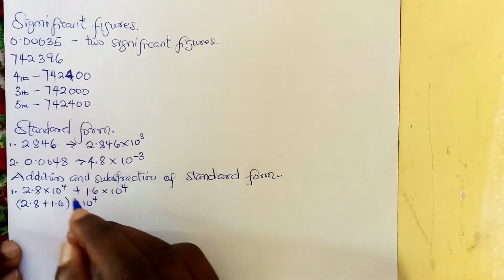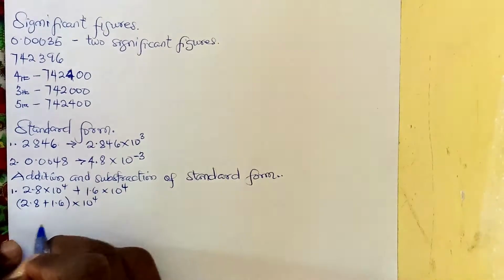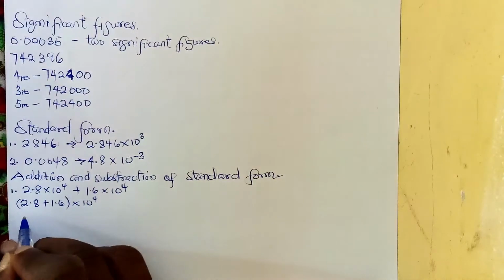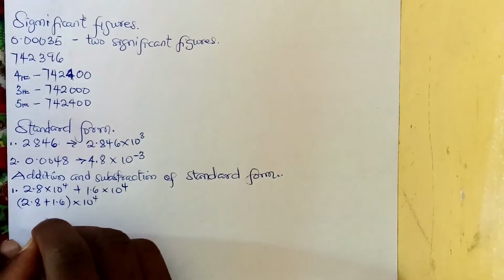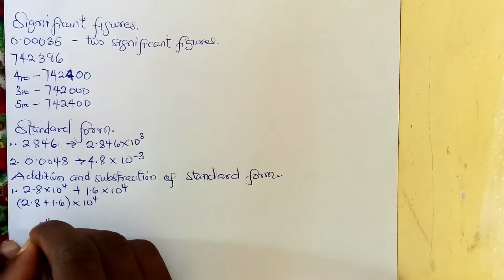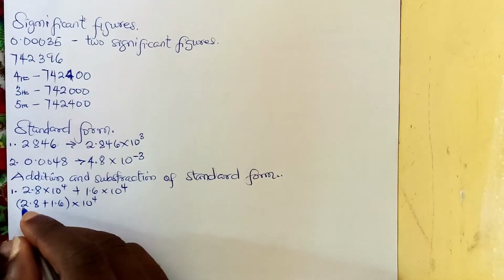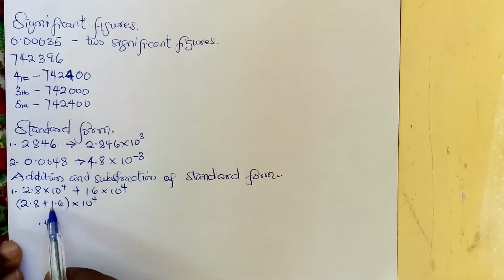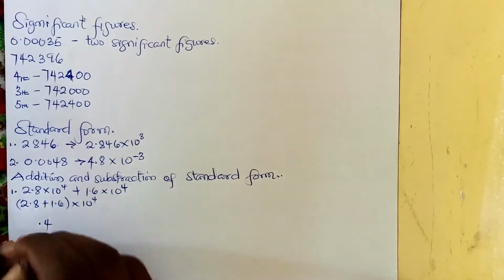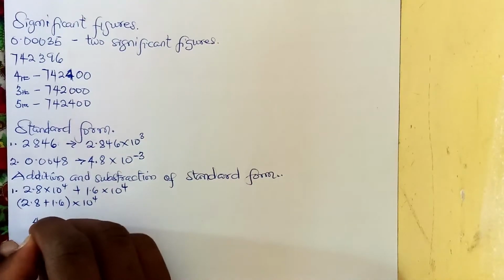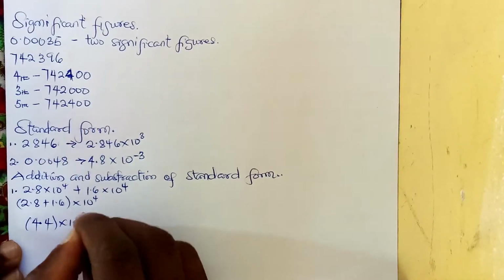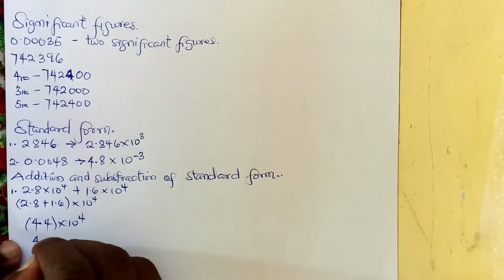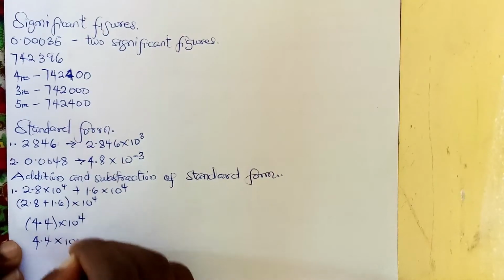Since their exponents are the same, what's 2.8 plus 1.6? We added 8 plus 6, which is going to give us 14. So we have 4, point. The 1 moves to the other side. Therefore, we have 1 plus 1, 2. 2 plus 2, 4. So we have 4.4 times 10 raised to the power 4. Our answer is 4.4 times 10 raised to the power 4.